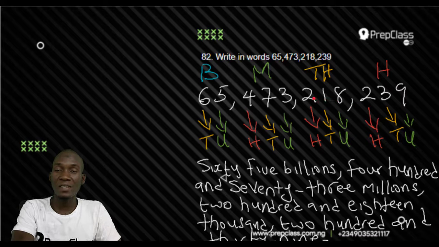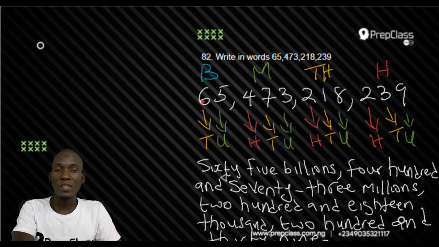Now for the next three digits, 218, this is representing the thousand. The next three digits, 473, is representing millions. And the next chunk, 65, is representing billions. So now identifying the place values of each digit, we have 9 here to be unit, 3 to be tens, 2 to be hundred, and so on. We are doing this for each chunk in order to name our chunks.